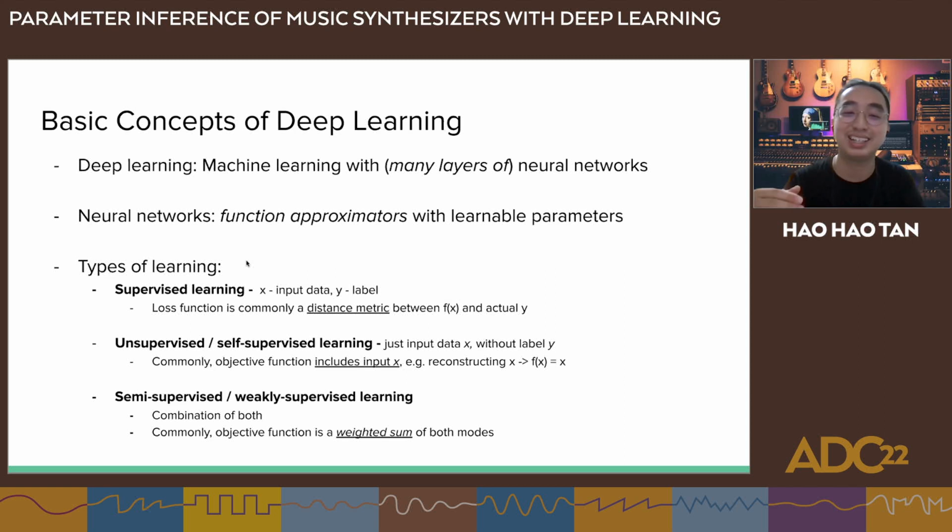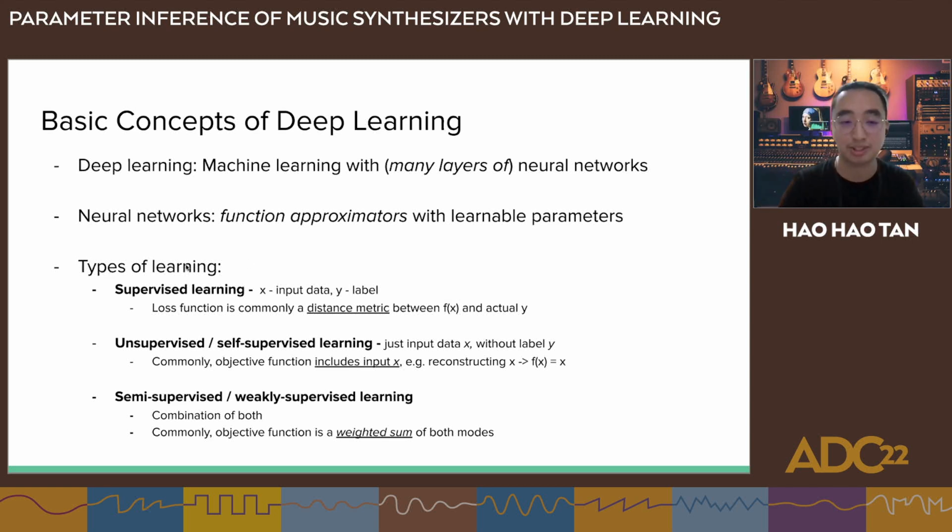Yep, so basically deep learning is a branch of machine learning. Machine learning basically means that given the input data and some output that you want, you try to learn, based on data-driven methods, the underlying structure or underlying mapping between them. And basically deep learning is just machine learning with many, many layers of neural networks. And what are neural networks? Neural networks are basically just function approximators. They are very, very good function approximators. They have a large number of learnable parameters. So given the optimization process, it can learn very complex function mappings.